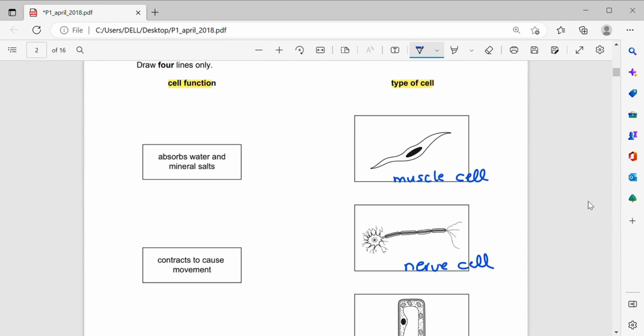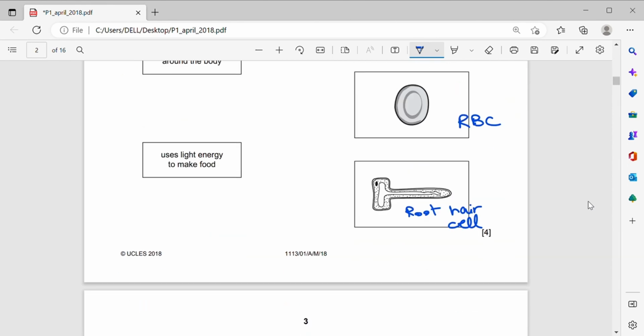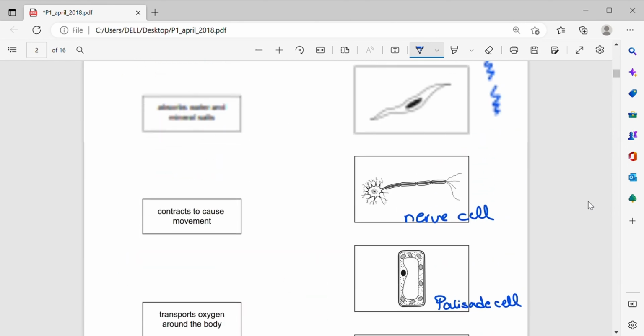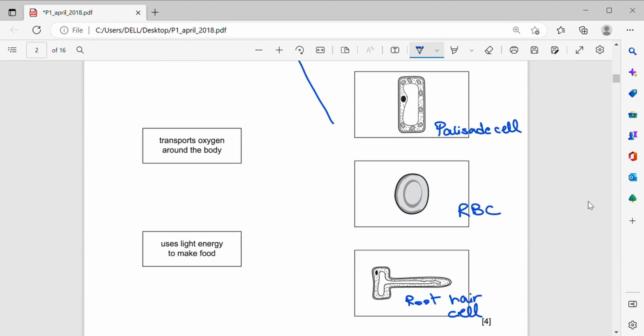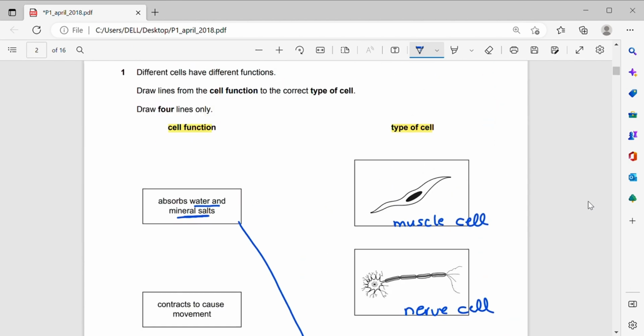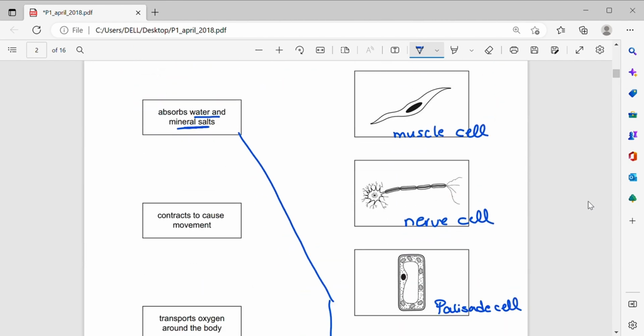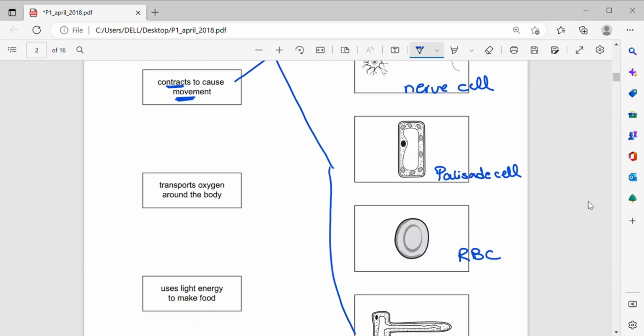Which cell absorbs water and mineral salts? Absorb water and mineral salts. We have what? We have the root hair cell. So absorb water and mineral salts is the root hair cell. Contracts to cause movement, contraction and movement, keywords for the muscle cell. Transports oxygen around the body, the red blood cell. Uses light energy to make the food, it's the palisade cell.